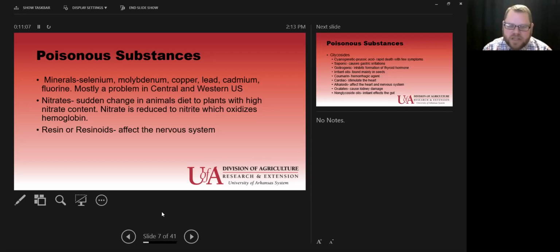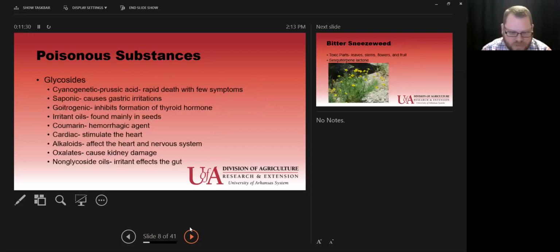Nitrates, we've mentioned that with especially Johnson grass. So it's just a sudden change in the animal's diet to plants with high nitrate content. And nitrate goes to nitrite, which messes with their blood. So nitrates are something we have to think about. And then resins, they affect their nervous system. So as we go through this presentation, we will talk about different glycosides.